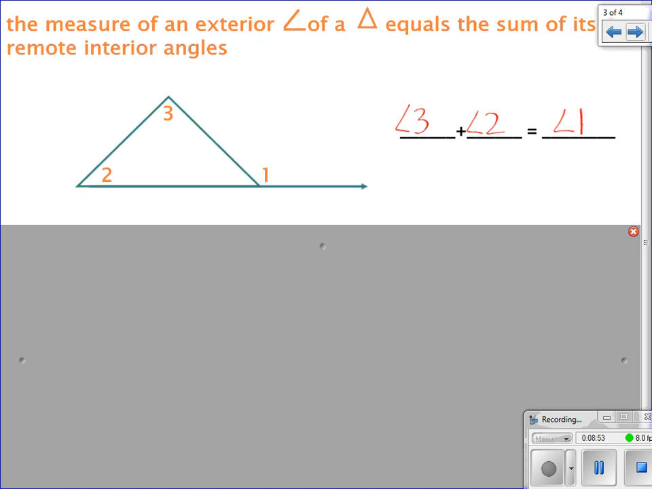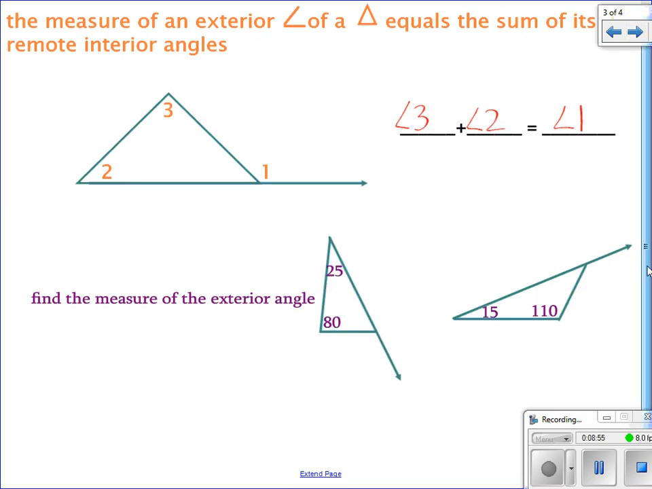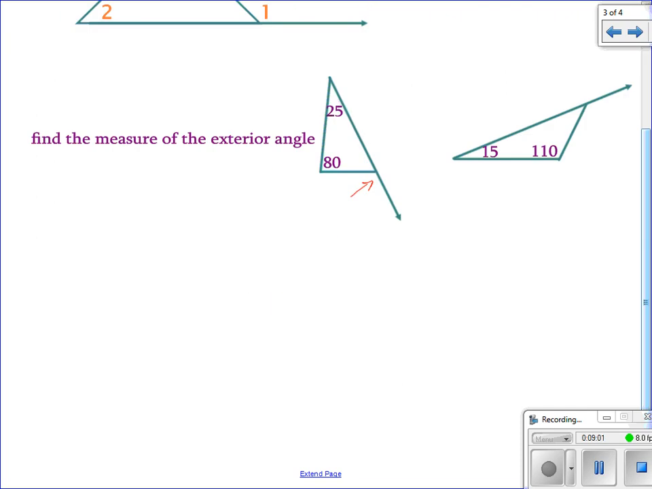So let's do two really easy ones. What would the exterior angle be on this picture? 105. How did you get it? 25 plus 80. Yeah, you just add the remote interior angles, the ones that are furthest away. So we got 105. This one is 125.